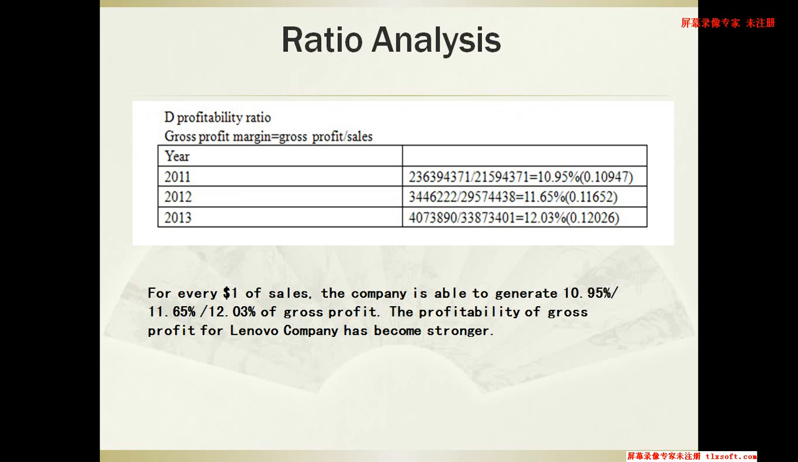Now we are looking at profitability ratio. For every $1 they sell, the Lenovo company, at least in 2011, can generate 10.95%, and when it comes to the end of 2013, it is 12.03%. So the profitability of gross profit for the company has become stronger, and they have done a very good job in this part.